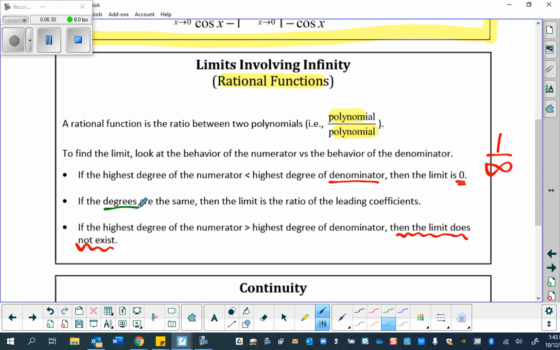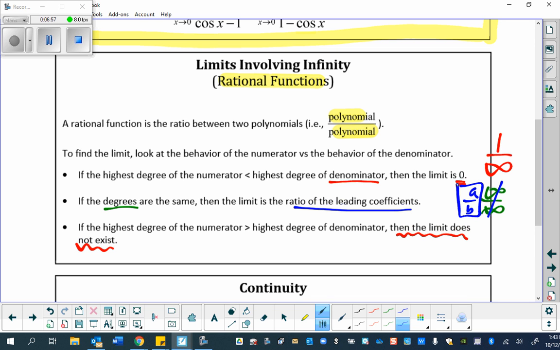If my degrees are the same, then I end up with infinity over infinity, which is going to cancel out and give me 1, which is why I'm going to end up looking at the ratio of the leading coefficients for my horizontal asymptote, and that ends up being my limit as x approaches positive and negative infinity.